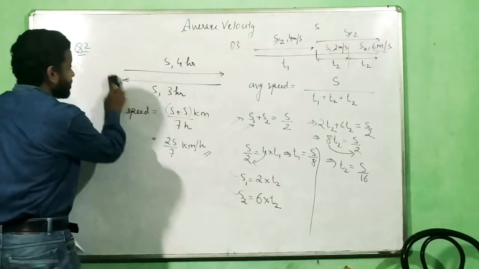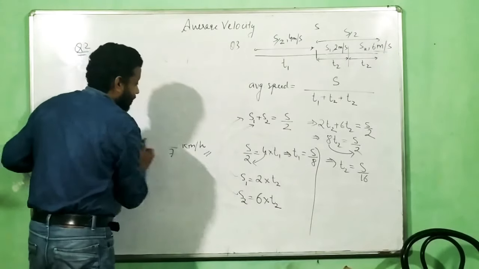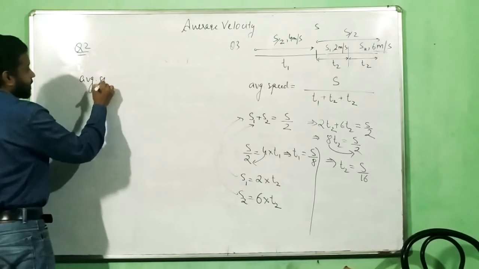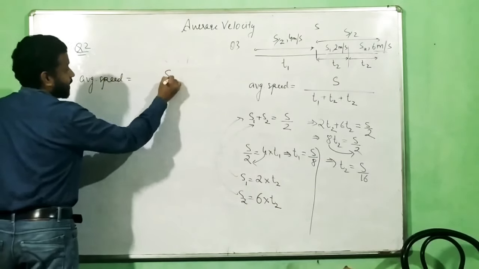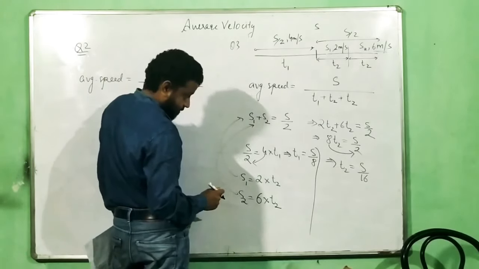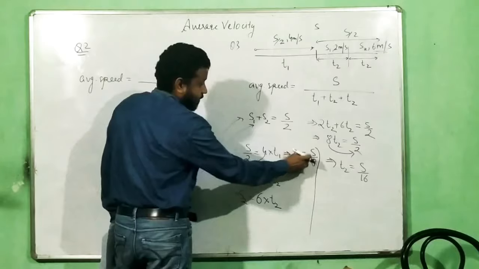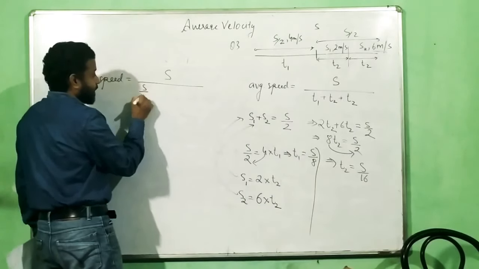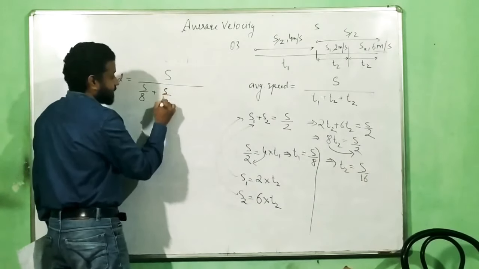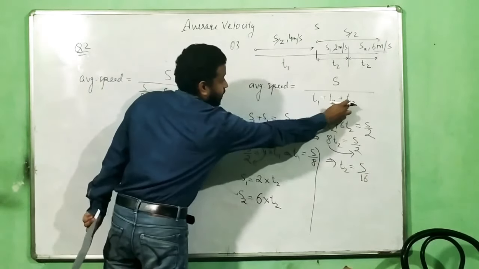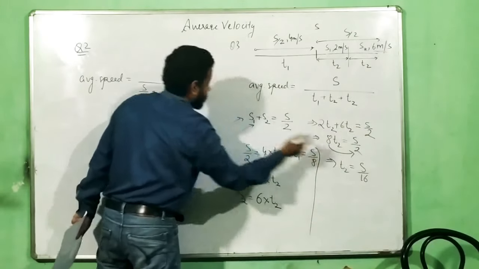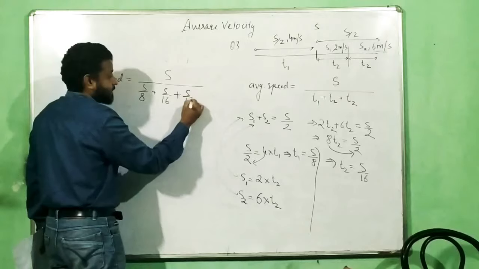And now it's time to put whatever we have got in the main formula. So in the main formula, your average speed is equal to S divided by T1 plus T2 plus T2. What is T1? T1 is equal to S by 8. So this is S by 8, plus T2, which is S by 16, and again T2 is S by 16. So T2 is repeated twice.